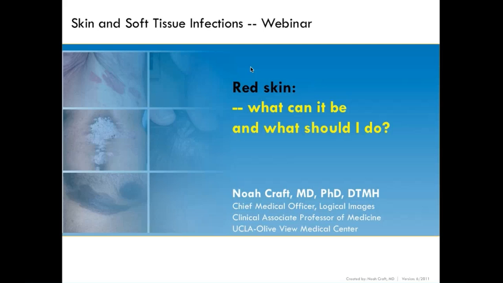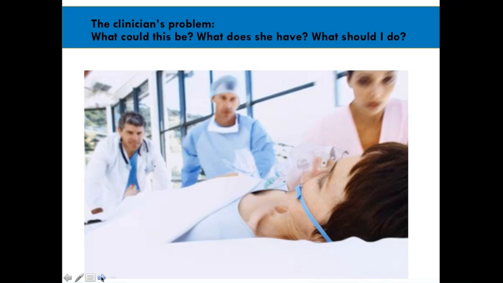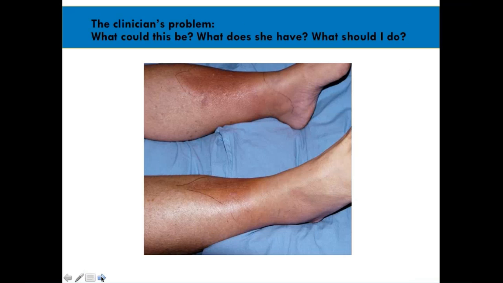So this is a typical case, a 37-year-old woman with diabetes and bilateral red skin of the legs. She's taken to the emergency room. And this is the clinician's problem: what could this be? What does she have, and what should I do? So shown here is a typical case of this woman, bilateral redness of the legs. You can even see someone drew a line around it that they're suspicious of cellulitis. So this is a problem. How do we diagnose this patient?